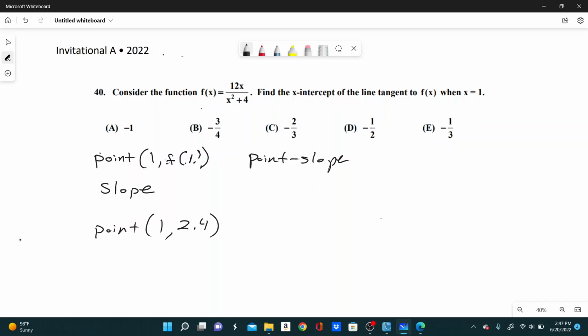Now to find the slope, you're going to need a little bit of calculus, but you're just going to have to take the derivative and then plug in x equals 1. And I'm actually going to use a calculator for this, because on a math test, you know you're crunched for time, so I'm going to show you a slightly quicker way.